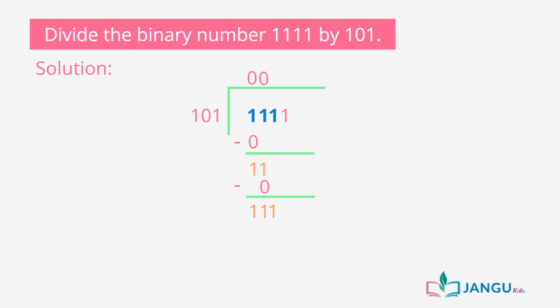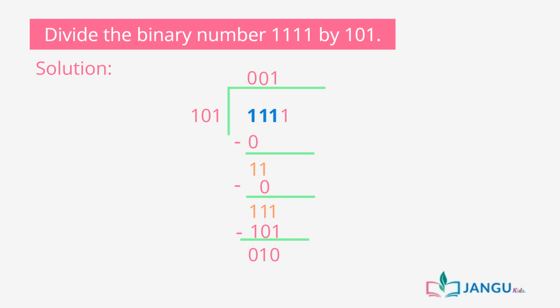Comparing 111 and 101, we can see that 111 is greater than 101. So we write down 1. 1 times 101 is 101. We then subtract 101 from 111. 1 minus 1 is 0. 1 minus 0 is 1, and 1 minus 1 is 0.